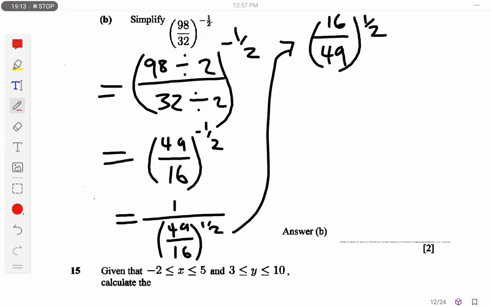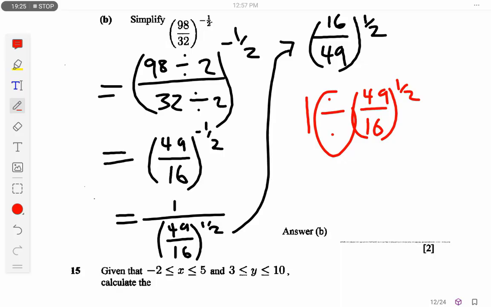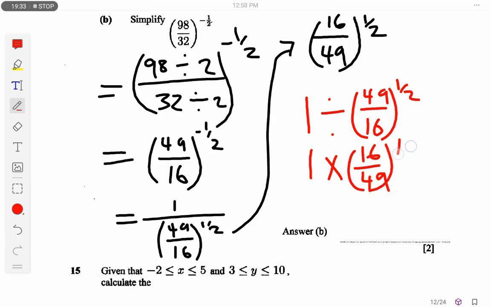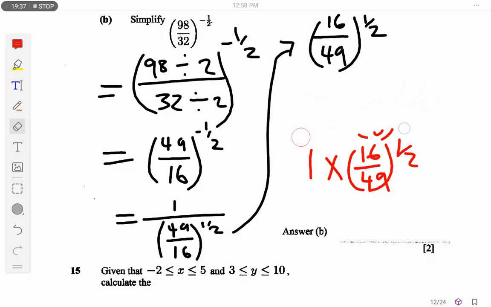Let me just show you. We are saying 1 divided by this whole thing there. So the whole thing, I can say it's 1 divided by 49 over 16 to the power of half there. Then to remove this division sign there, we invert and we say 1 times 16 over 49 there to the power of half. That's why I just said it just changes like that.